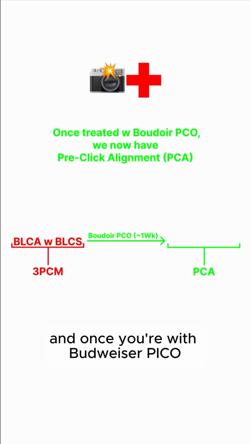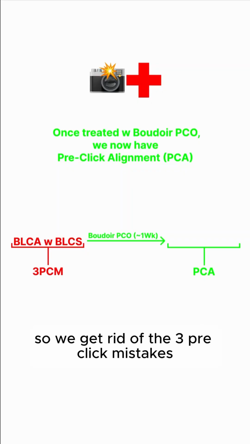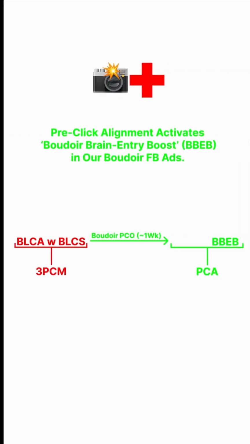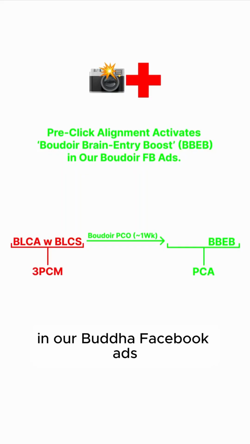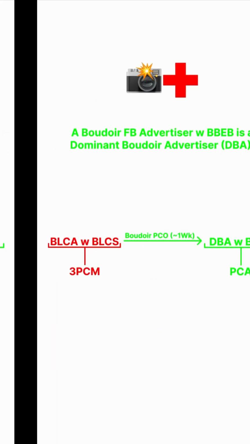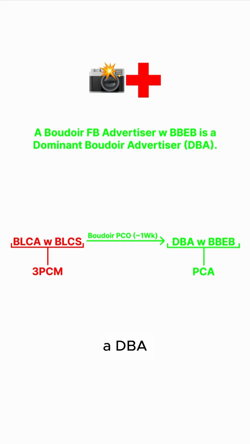And once treated with boudoir Pico, we now have pre-click alignment, PCA. So we get rid of the 3 pre-click mistakes, and we achieve PCA. And pre-click alignment activates boudoir brain entry boost in our boudoir Facebook ads. Basically, we finally got our unique CTR above 6%. And a boudoir Facebook advertiser with boudoir brain entry boost is a dominant boudoir advertiser, a DBA.